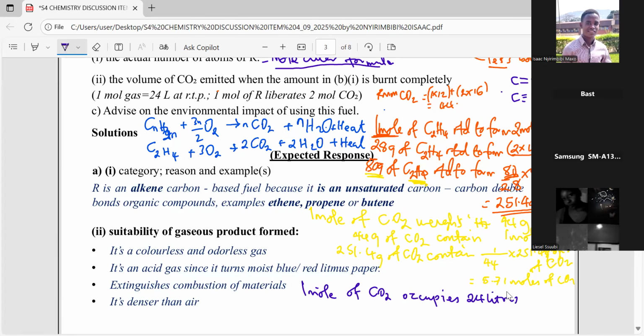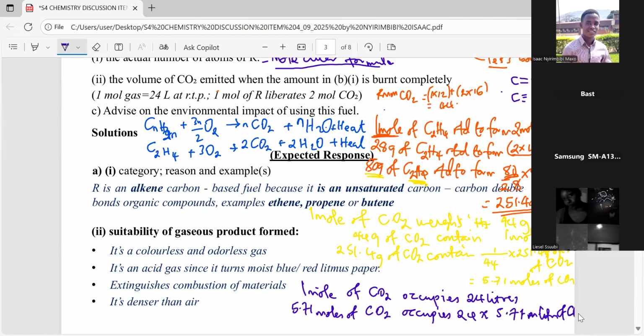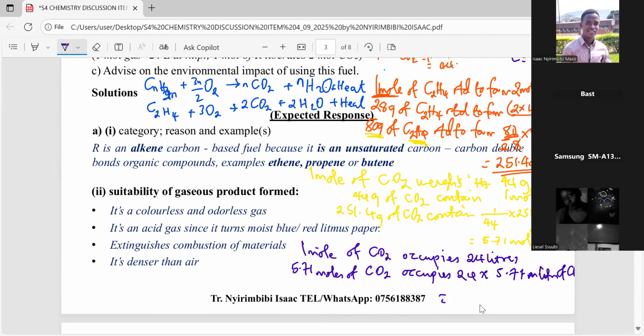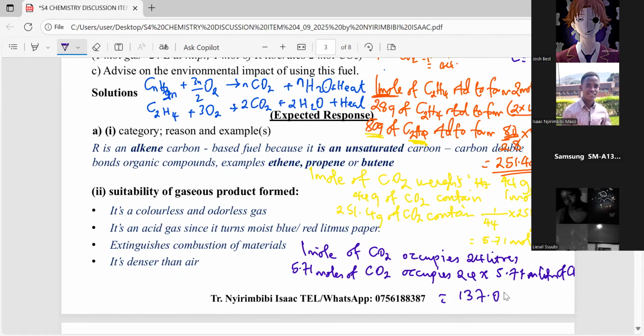So if 1 mole of carbon dioxide occupies 24 liters, what about the 5.71 moles of carbon dioxide? What will it occupy? It will be 24 times 5.71 liters of carbon dioxide. What do you get? 137.04 liters of carbon dioxide.